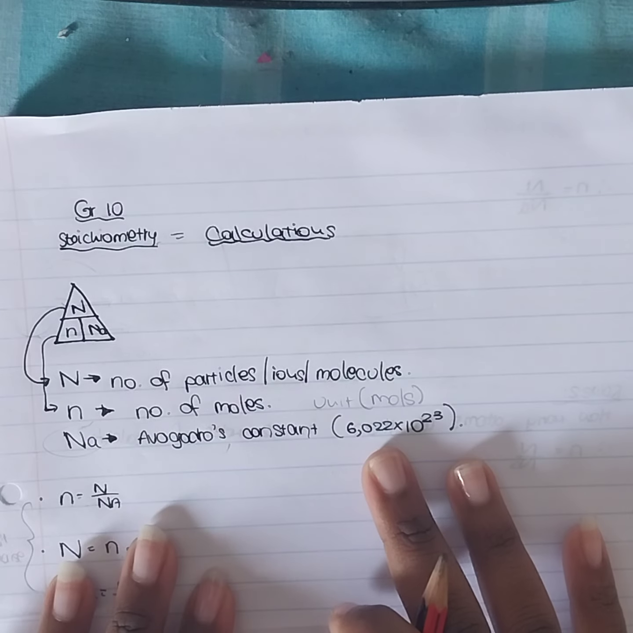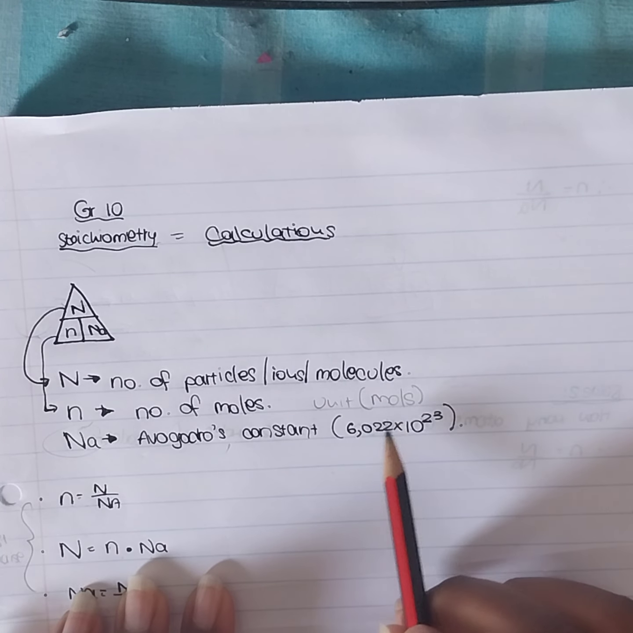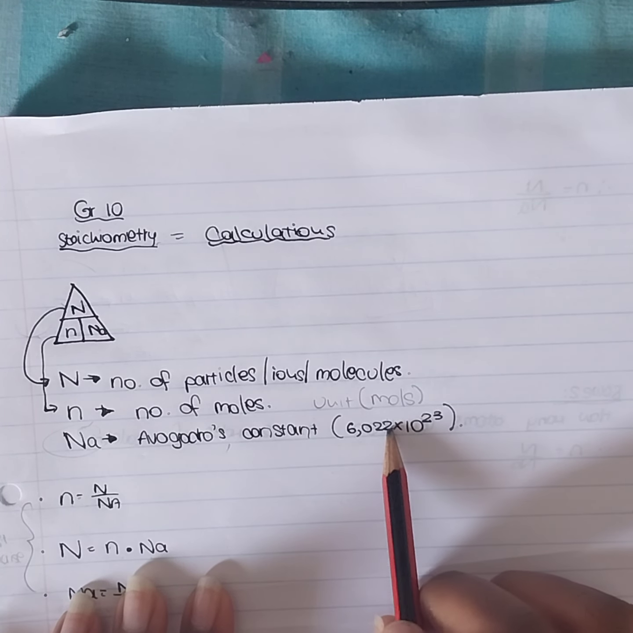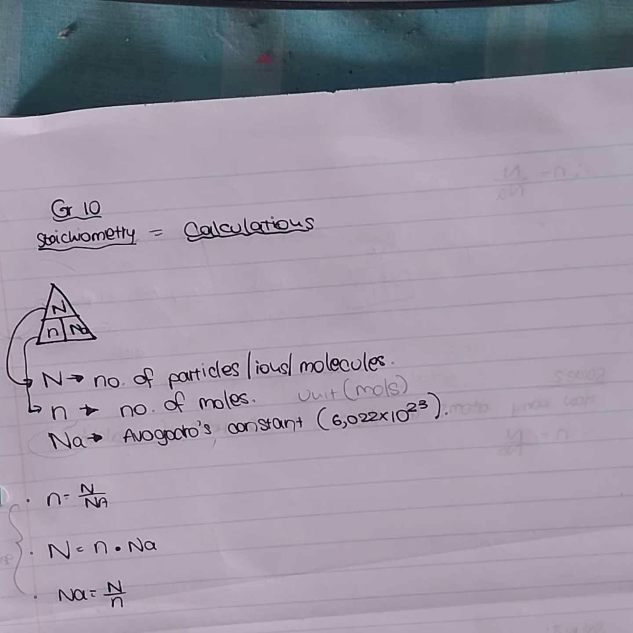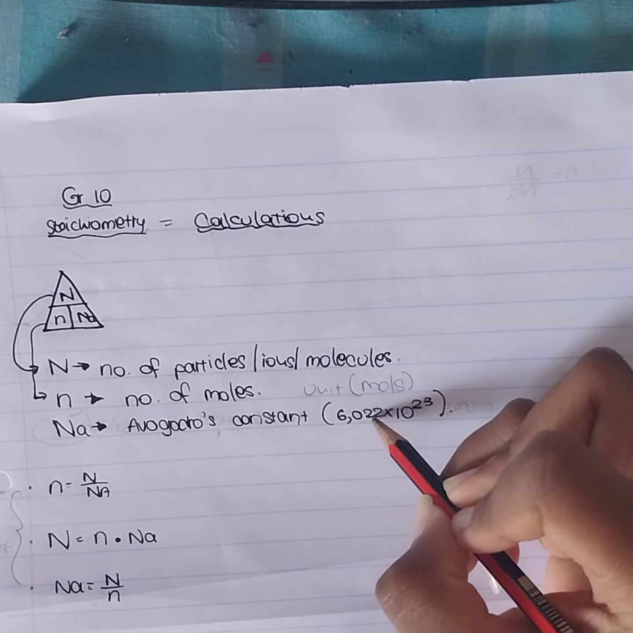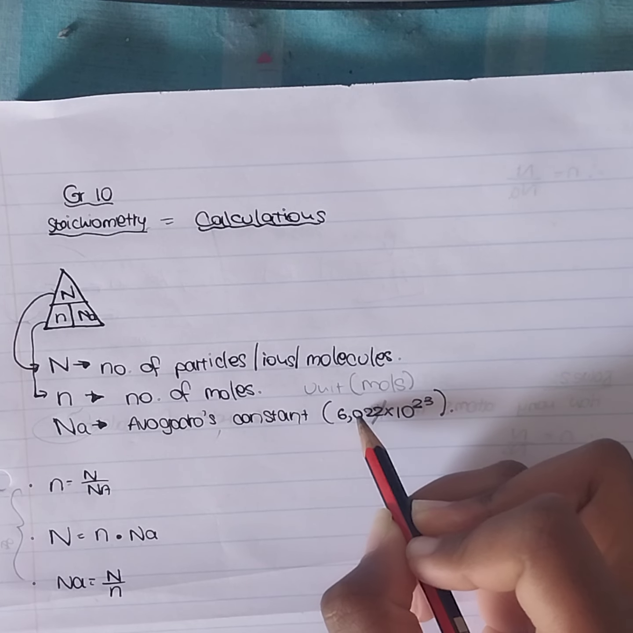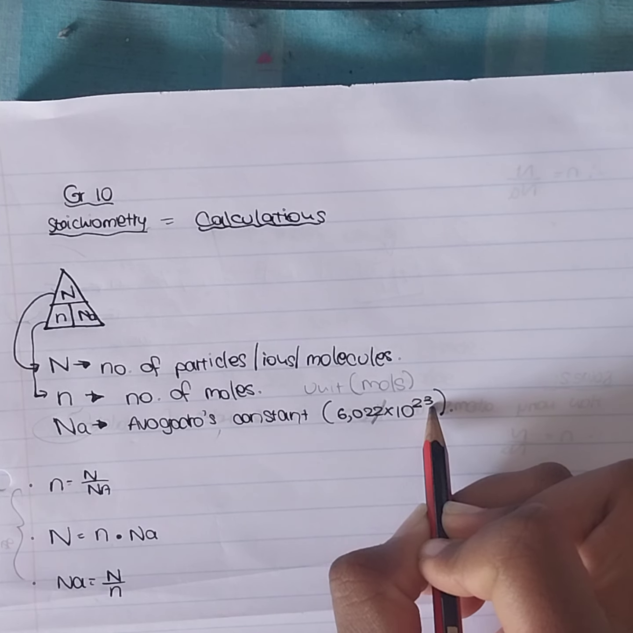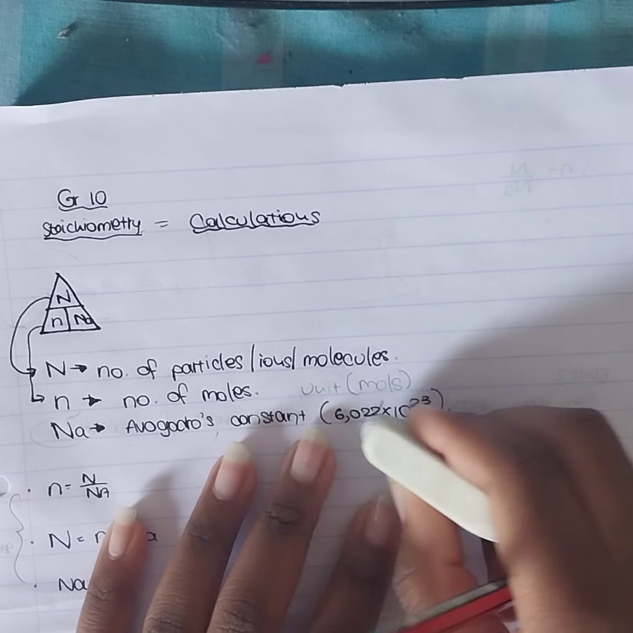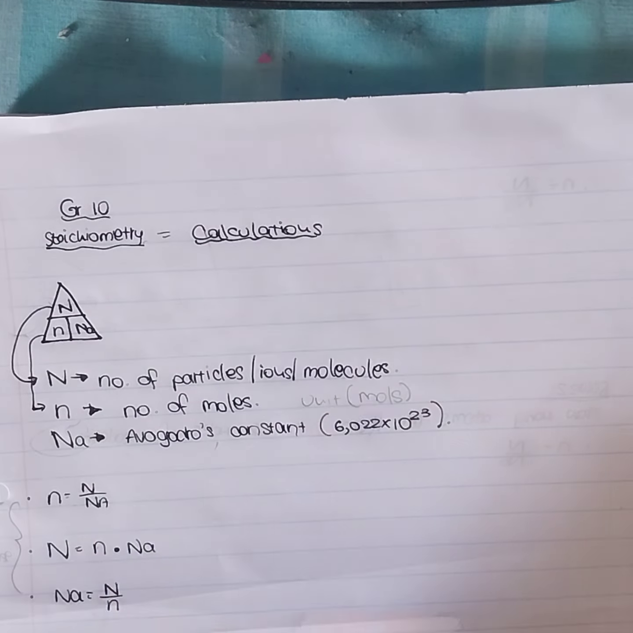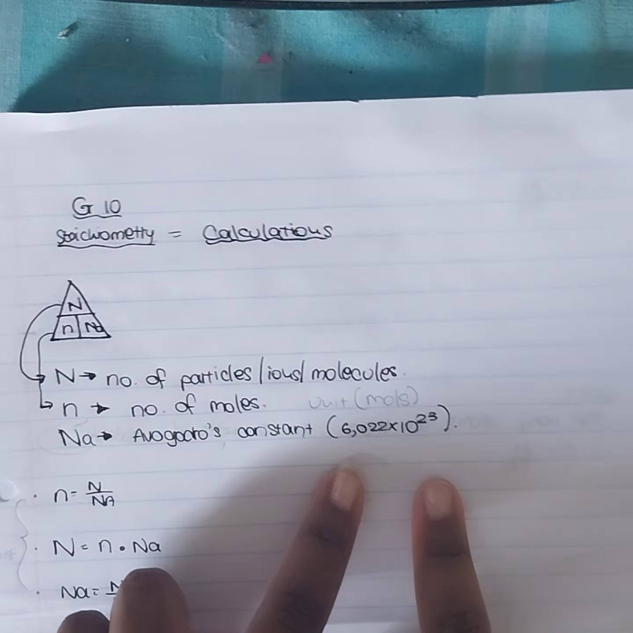So this constant is always 6.022 multiplied by 10 to the power of 23. But sometimes they give you a rounded off answer, for example 6.02 times 10 to the power of 23. It's still the same. It's still going to give you the same answer on the calculator if you use this constant, you know what I mean?